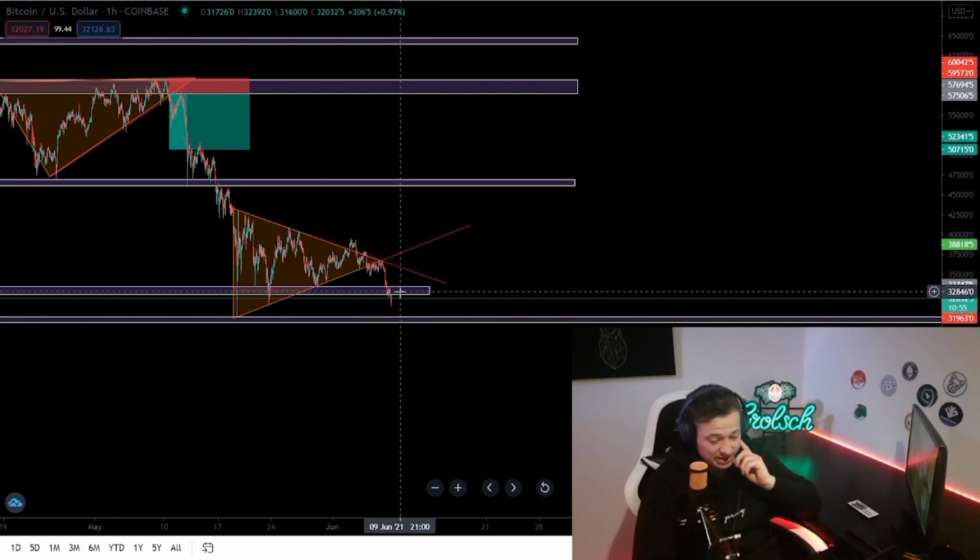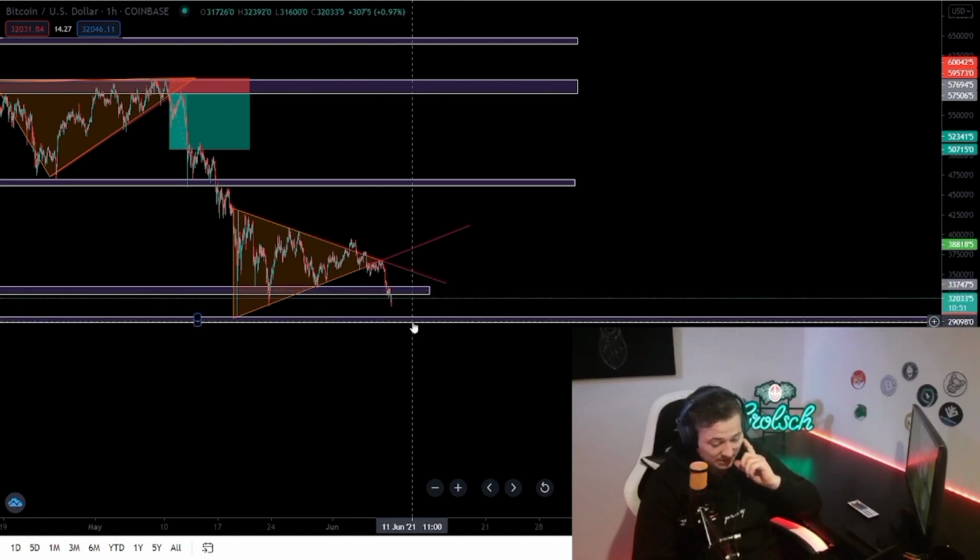If we see a rejection now and this support turns into a resistance, then we'll definitely be seeing 30, maybe even the 29K, and if we're going to see that and we make a new low, then we all know what that means. Then we're likely to be bearish for a little while, and it's going to take even longer now to recover from the bearish few weeks that we've had. So it's not looking too good.